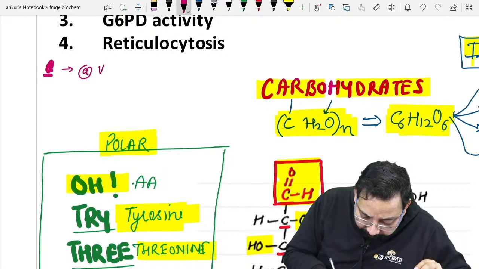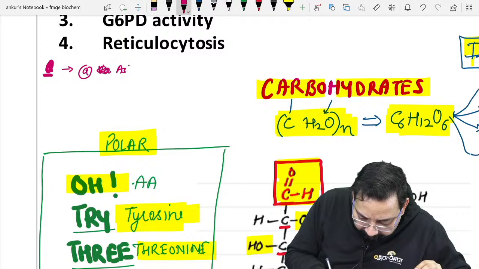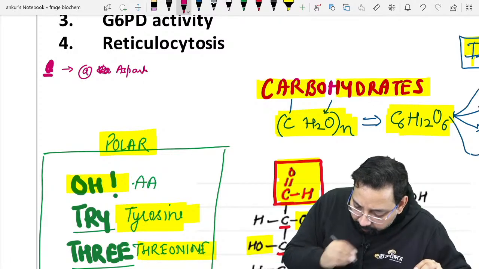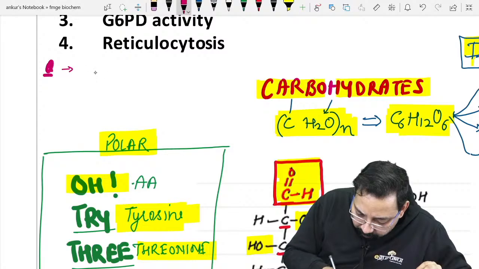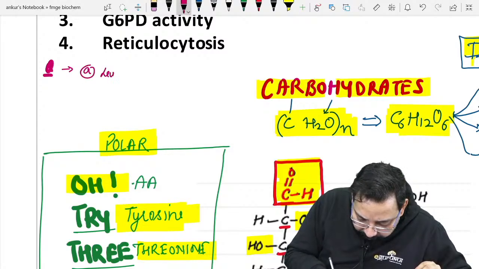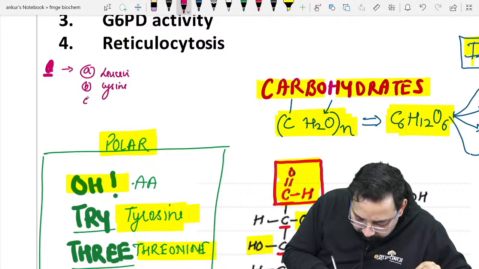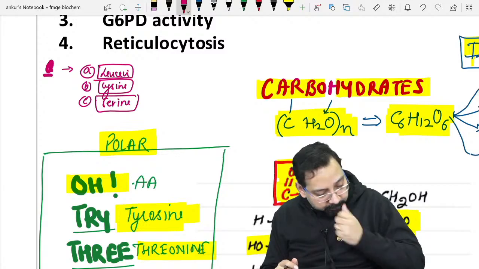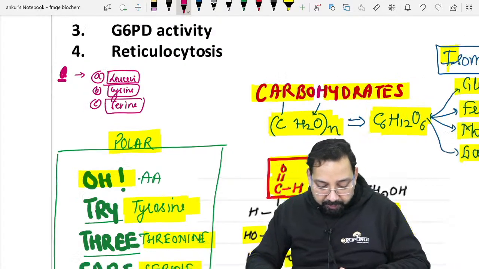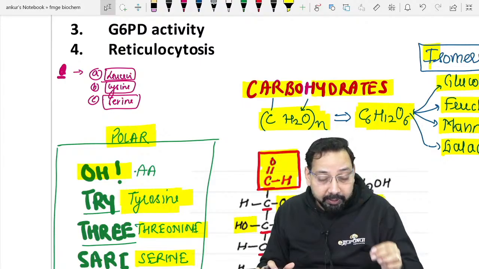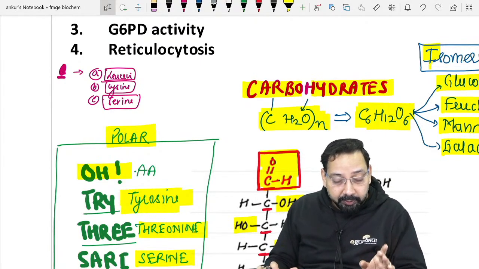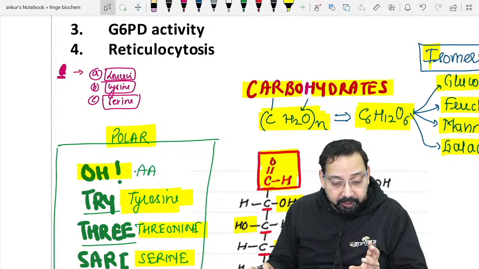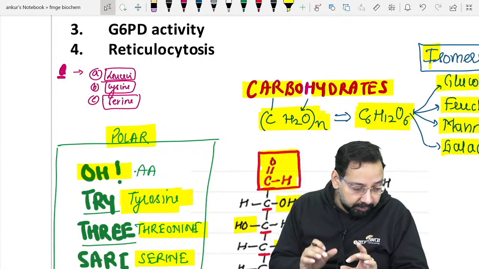Option A, leucine. Option B, lysine. Option C, serine. What would be the answer? Please do reply. An experiment was going on, valine was there at position 190 and was replaced by another amino acid. Now the protein started having a tendency to attach with phosphate.